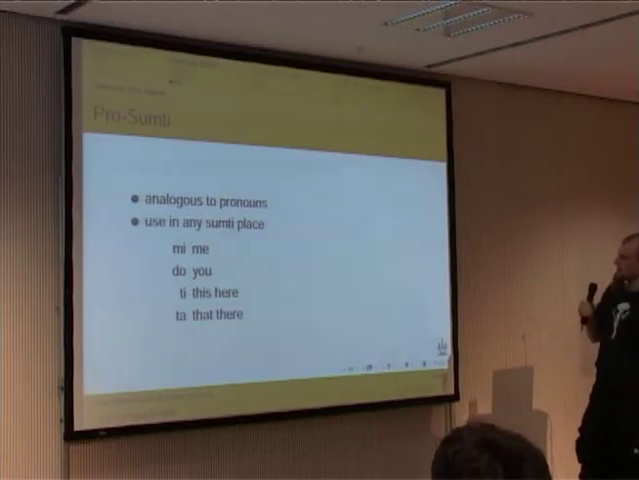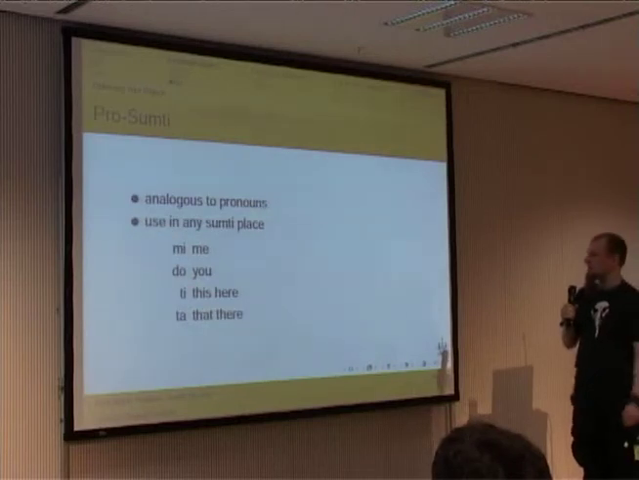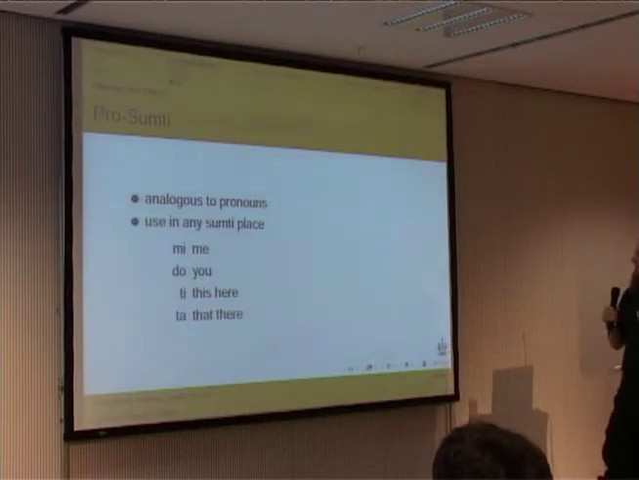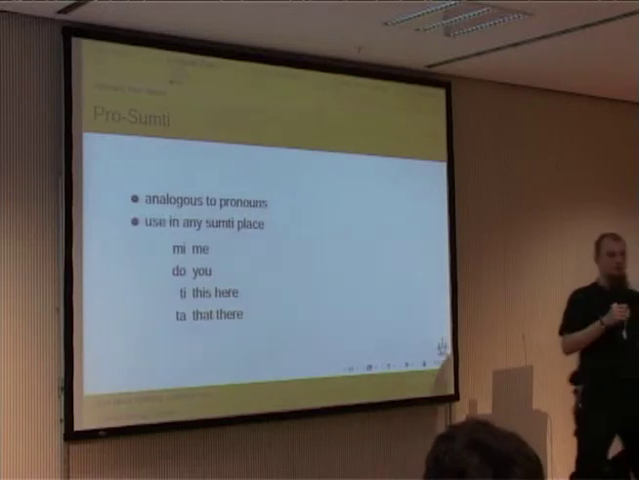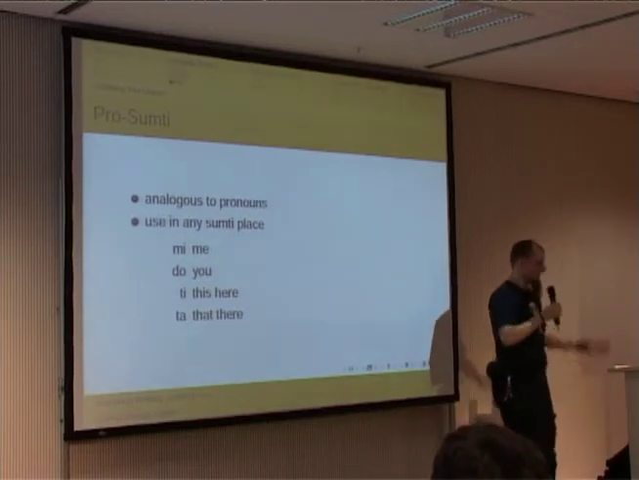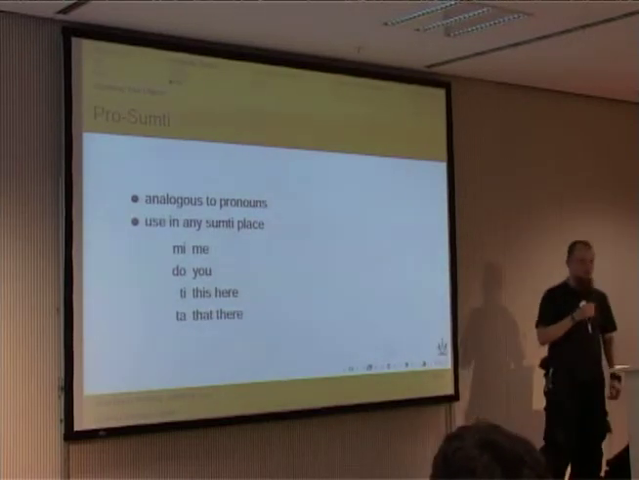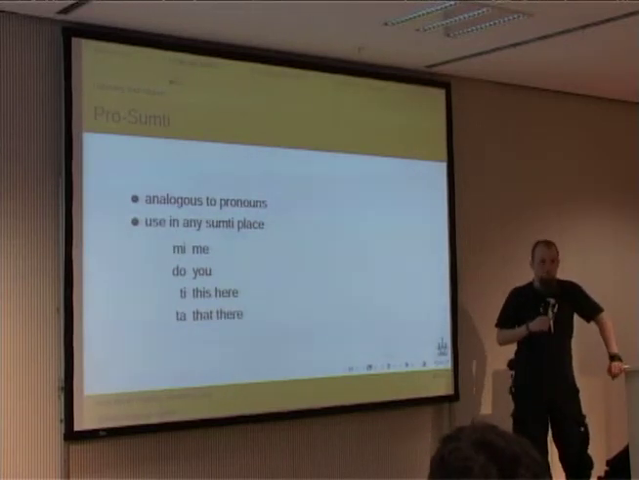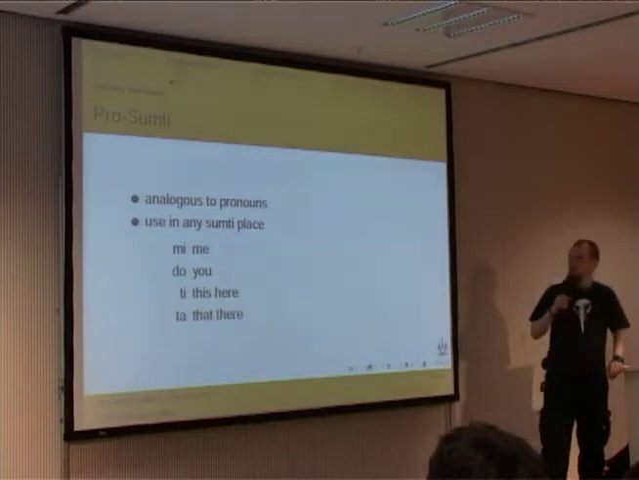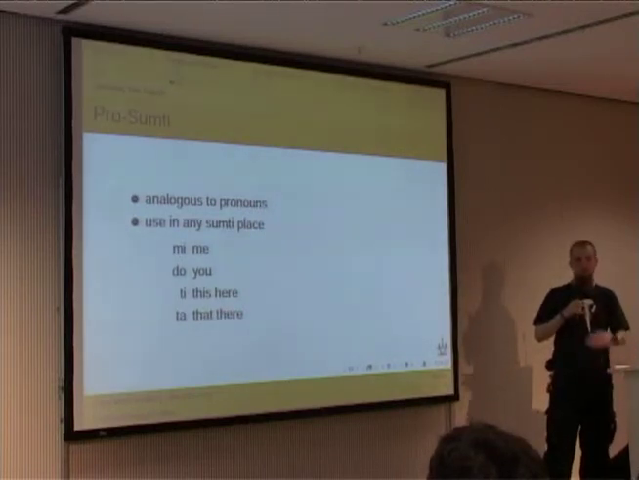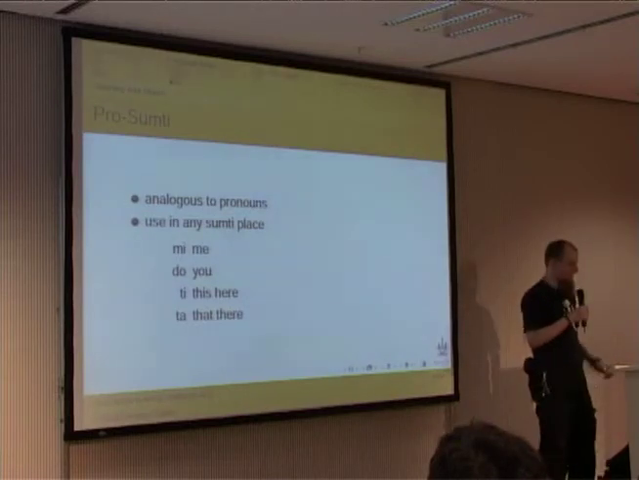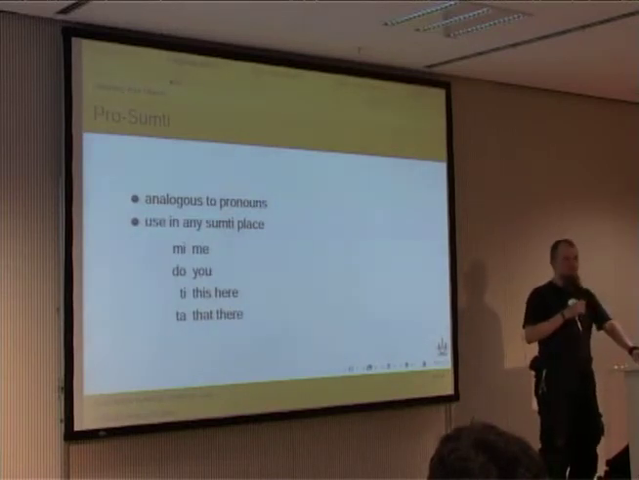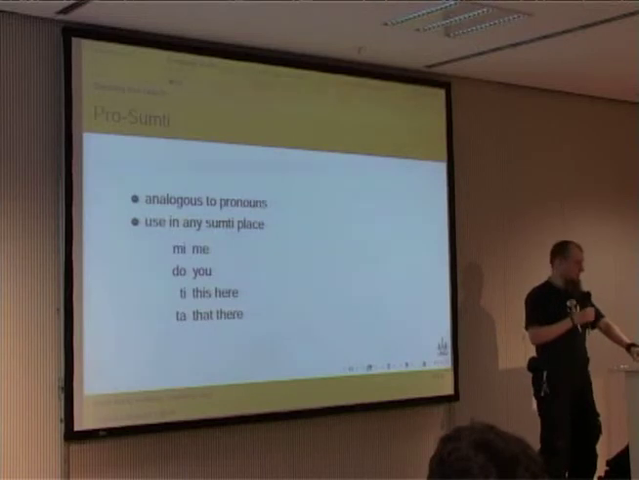So here you see a list. Mi, do, ti, ta: me, you, this, that. You put them in any of the sumti places, just like this. No extra whatever. You just put it. The pro prefix, so, prosumti is not a lojban word. This is a mixture. It's a bastard, but that's a term that's used by the lojbanists.